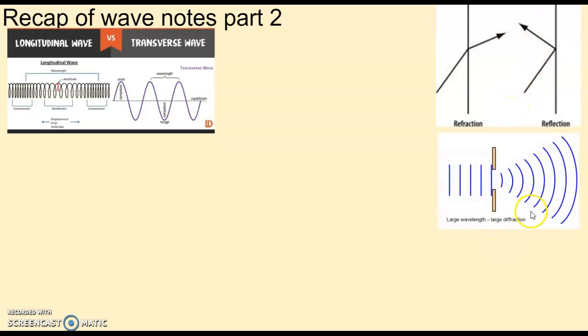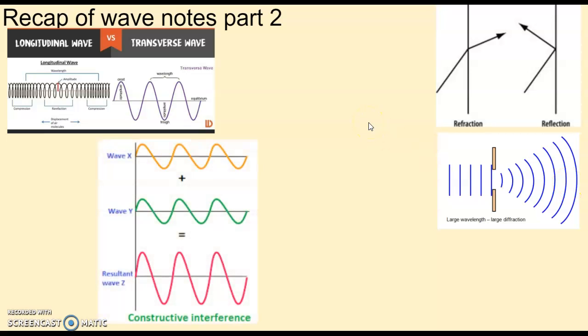And I also have diffraction. This is when the waves are bending around an obstacle. The example I used for this one was sound waves, right? If you're playing music in one room, you can hear it in the other because the sound waves are simply bending around obstacles to get past.